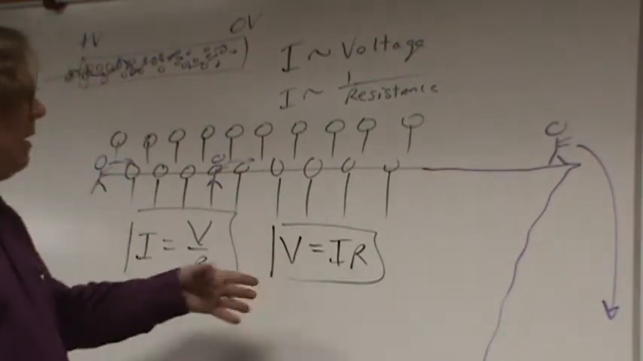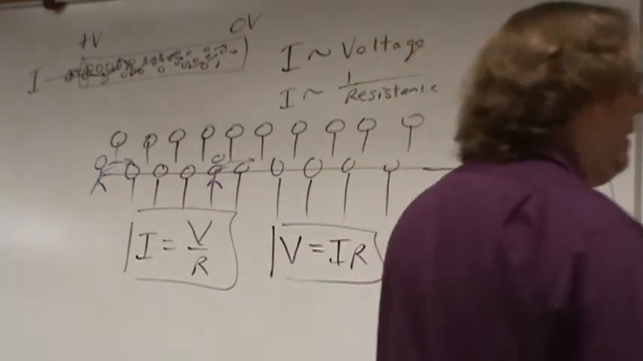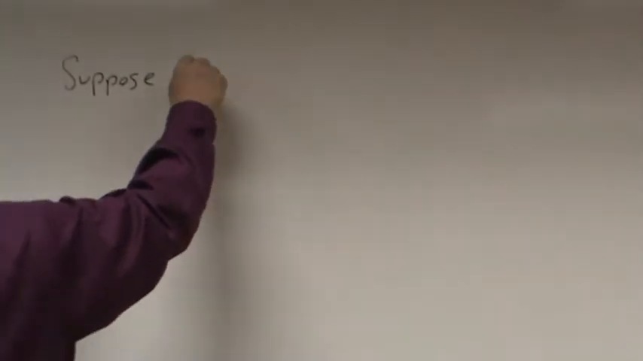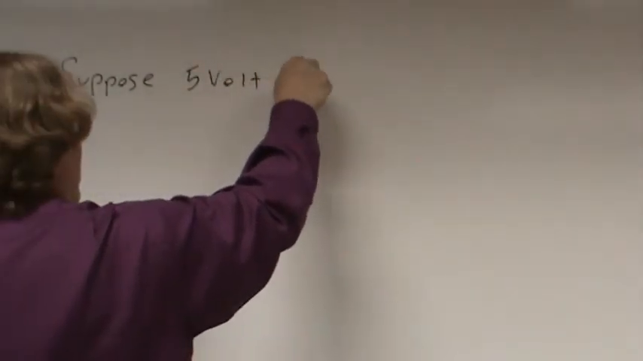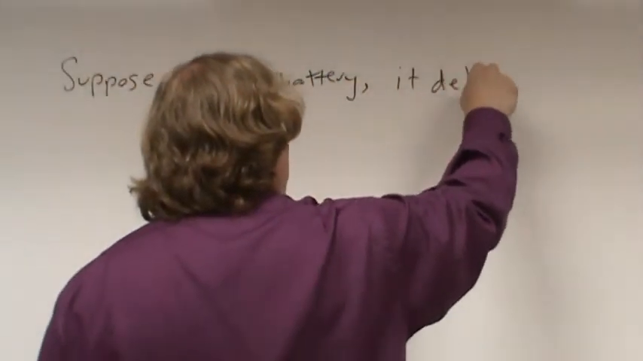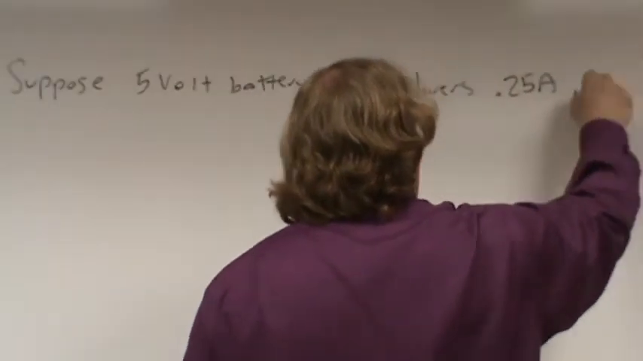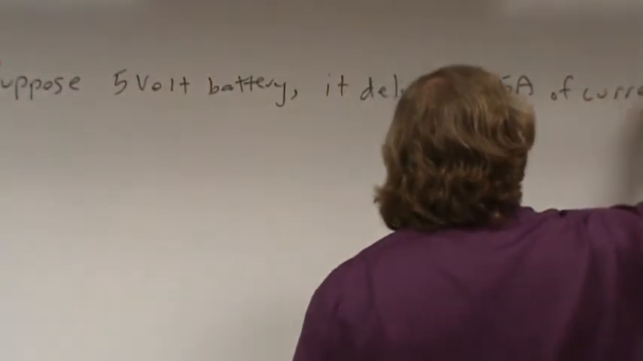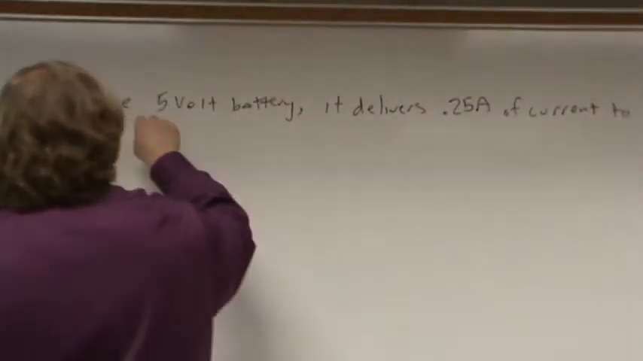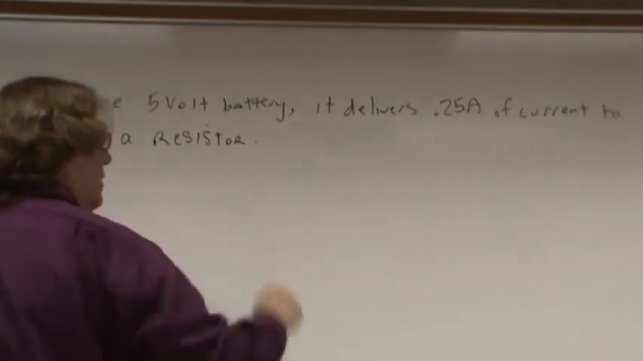Okay, well anyway, so there's Ohm's law. So let me give you a situation, alrighty? Suppose I've got a 5-volt battery and it delivers 0.25 amps of current to a resistor, to a resistance.